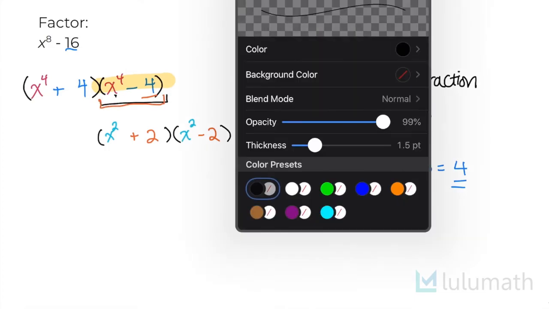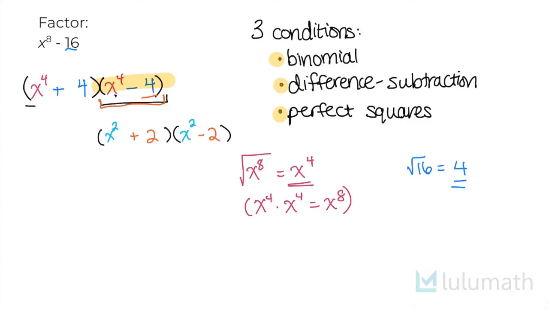Now for our first binomial that we see here, however, this is not a difference of perfect squares because there's addition and not subtraction. And it has to have subtraction in order for it to work for us. So here I will just copy down this x to the power of 4 plus 4, and we will say that this is our final answer.